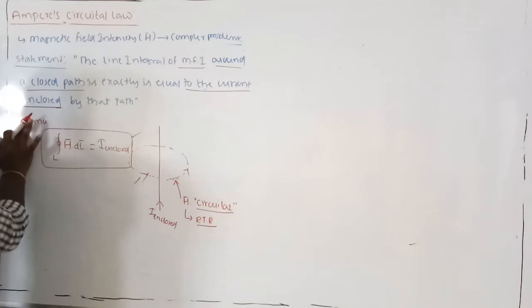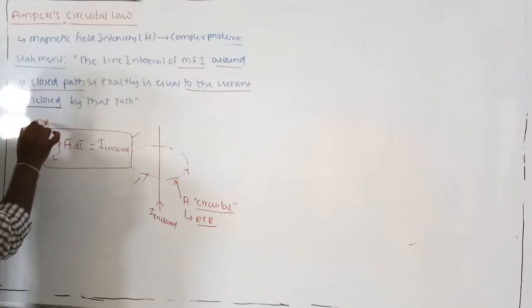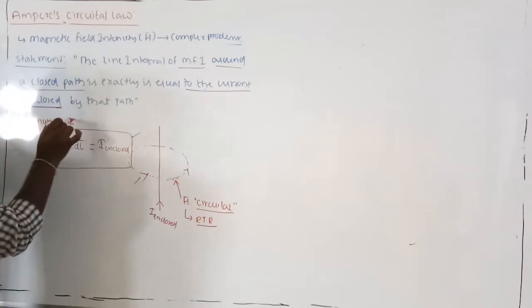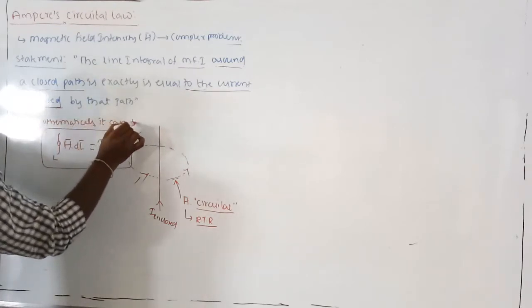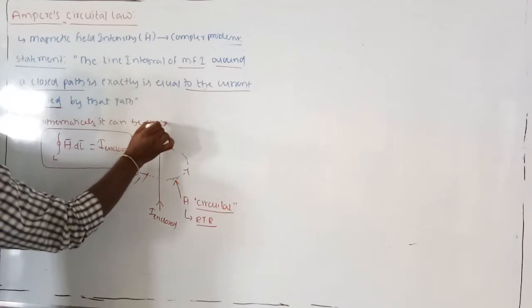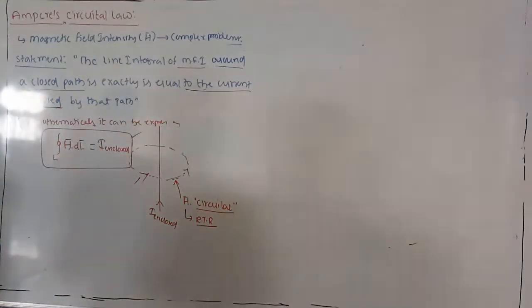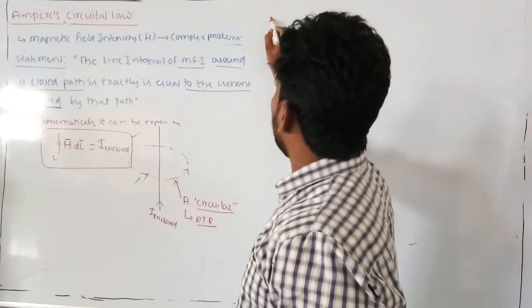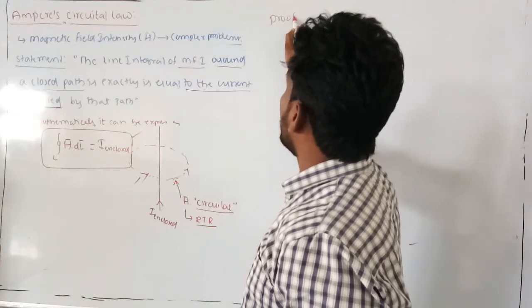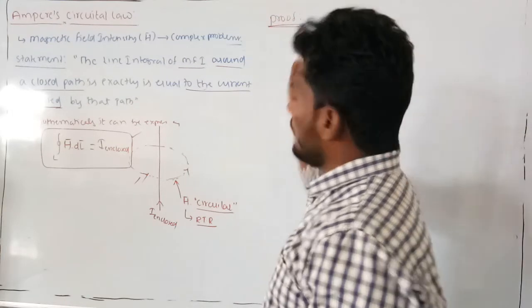Mathematically it can be expressed as the line integration of H bar dot dl bar is equal to I enclosed. This is the statement and explanation of Ampere's circuit law. Now we will see the proof. I want to prove Ampere's circuit law by considering one example. Proof of Ampere's circuit law.